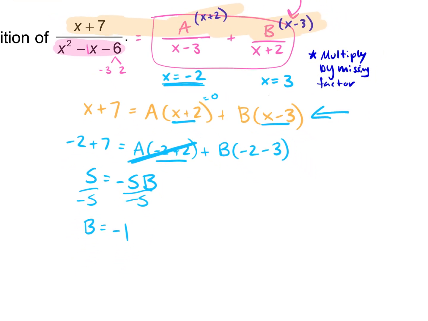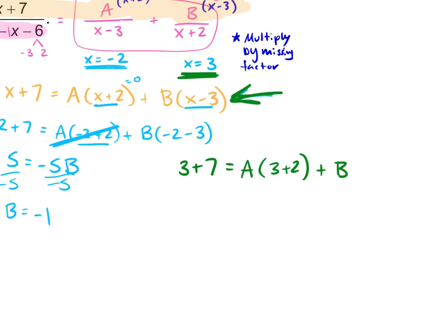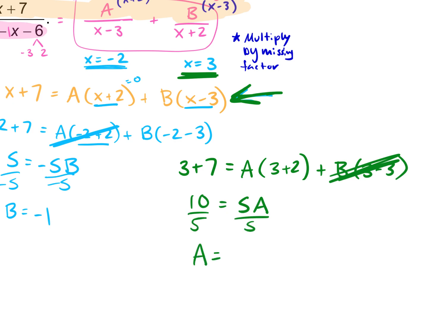Now we're going to do the same thing because we have to find an answer for A. So next I'm going to plug in x is equal to 3. Again, I'm plugging it into my equation here. So I have 3 plus 7 is equal to A times 3 plus 2 plus B times 3 minus 3. 3 plus 7 would be 10 is equal to 3 plus 2 would be 5A plus 3 minus 3 is 0, so the B goes away. So we're just solving for A here. We divide both sides by 5. So A is equal to 2.